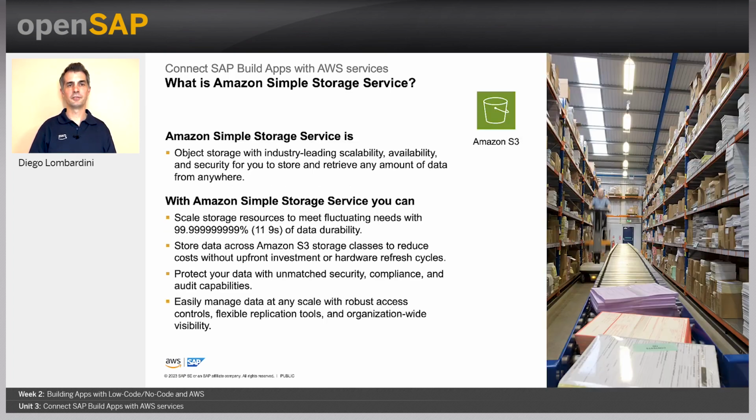Now, what is Amazon Simple Storage Service? It's a service also known as Amazon S3, where you define buckets and objects. Now, what is a bucket? A bucket is a container where objects are stored. And objects are just files with their associated metadata. Things like files for data and analytics, attachments, documents, pictures, as well as static websites can be hosted in Amazon S3.